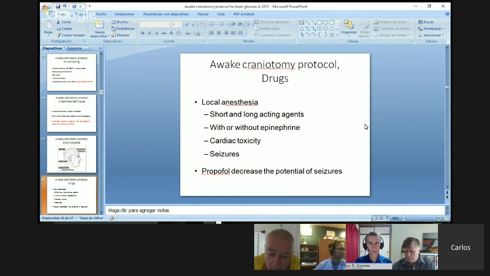What kind of drugs can we use or do we need to use in these kinds of procedures? For local anesthesia, there are short and long-acting agents, with or without epinephrine. What about the cardiac toxicity of these drugs? What is the threshold for seizures? We must know that, for example, propofol decreases the potential of seizures.